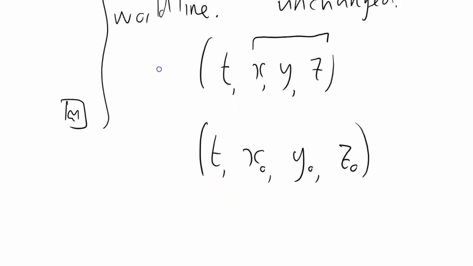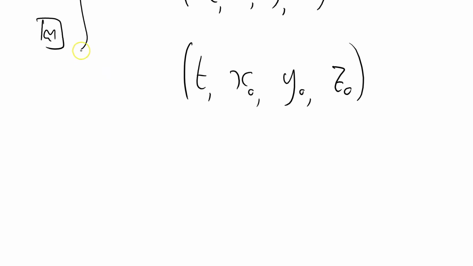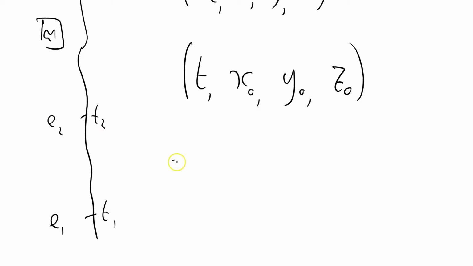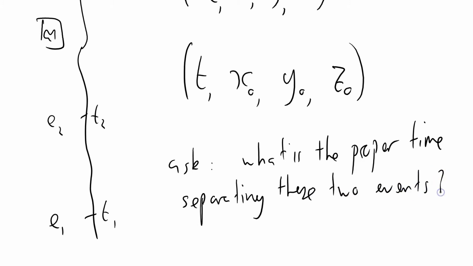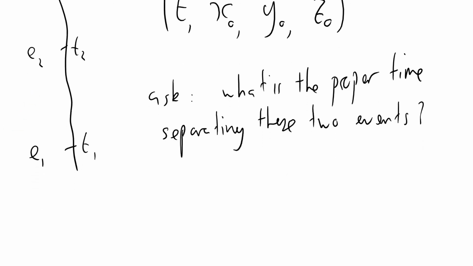So here's my world line, and I'm going to pick two times, t1 and t2, for an event e1 and e2. And I'm going to ask, what is the proper time separating these two events? That's a non-trivial question, but we'll see what happens. It's a piece of magic, this, I think.